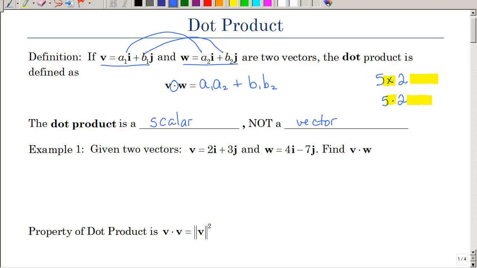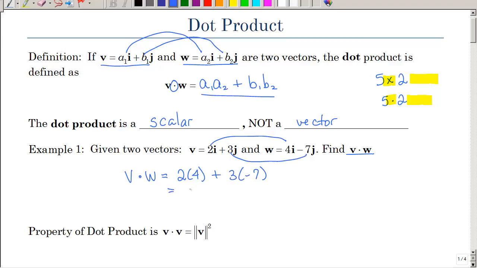So let's just practice how to find the dot product. If we are given these two vectors, we want to find their dot product, so v dot w. According to this formula, we want to multiply the i components, so 2 times 4, and then add the product of the j components. So again, just really simple arithmetic, and that would equal negative 13. Again, just a scalar, not a vector.